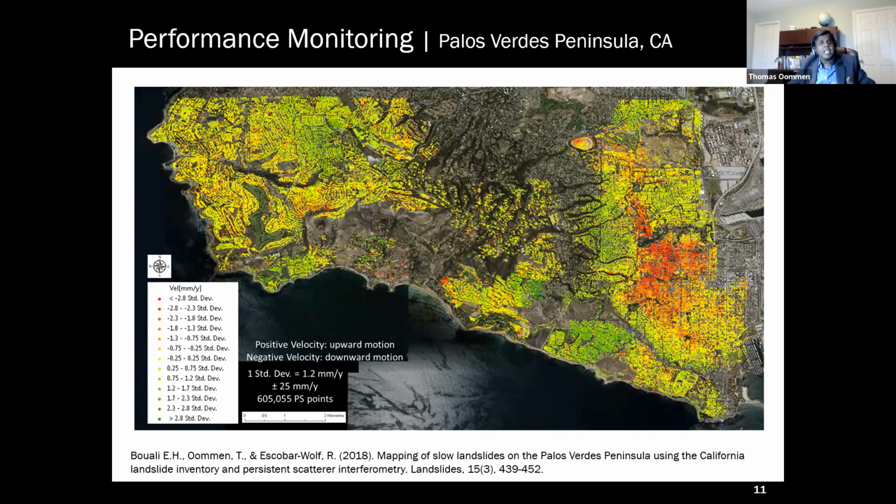We can develop vegetation maps and other maps to help rule out what the reason could be, whether it is rapid movement or vegetation.